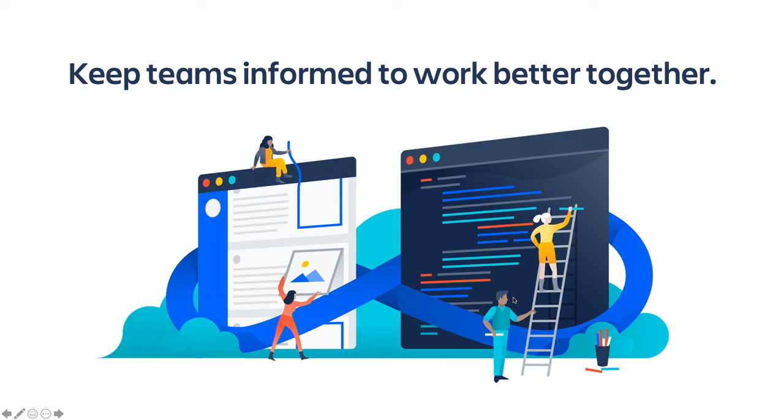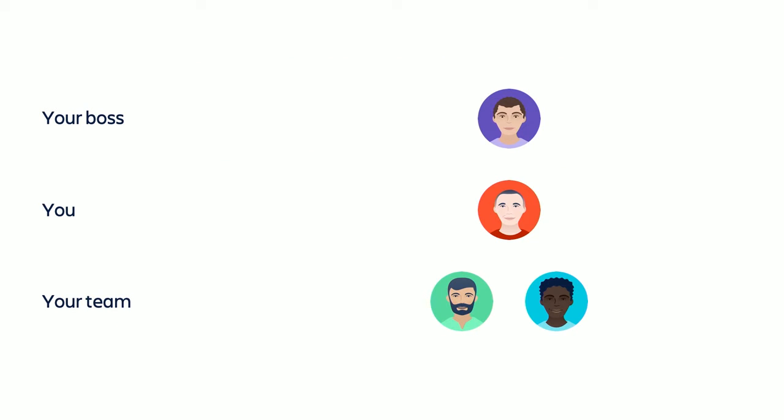And this is because when work is open, teams stay informed. You reduce chances of miscommunication and keep everyone aligned towards the same goal. Now, this is easy to do when your team is still relatively small, like when it's just you, your boss, and a couple of teammates. But what happens when your team starts to grow?